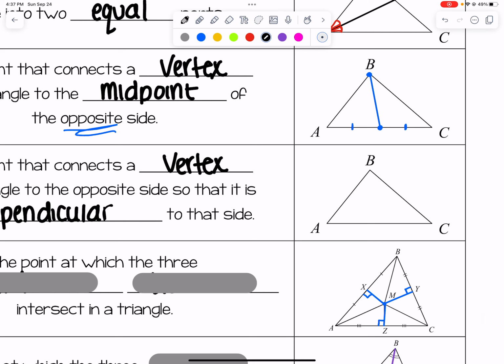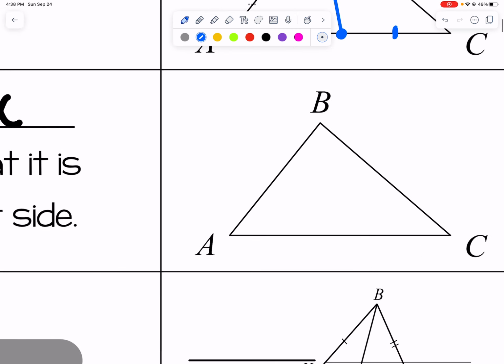So altitude is very self-explanatory in that sense. So again, I'm just going to choose B as that vertex. And if I go all the way down, not paying attention to whether I'm going halfway between A and C, all I care about is creating a straight line down that creates a perpendicular component, okay?